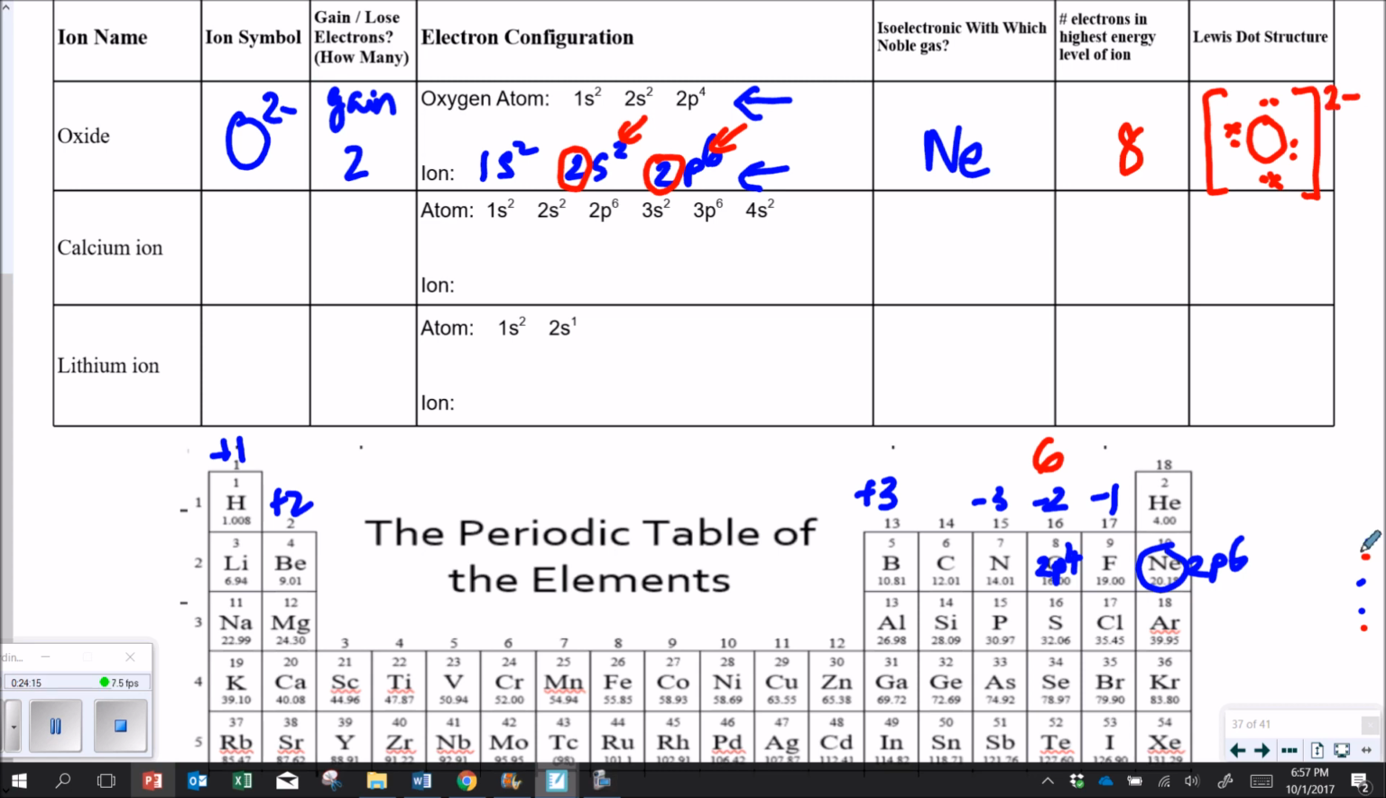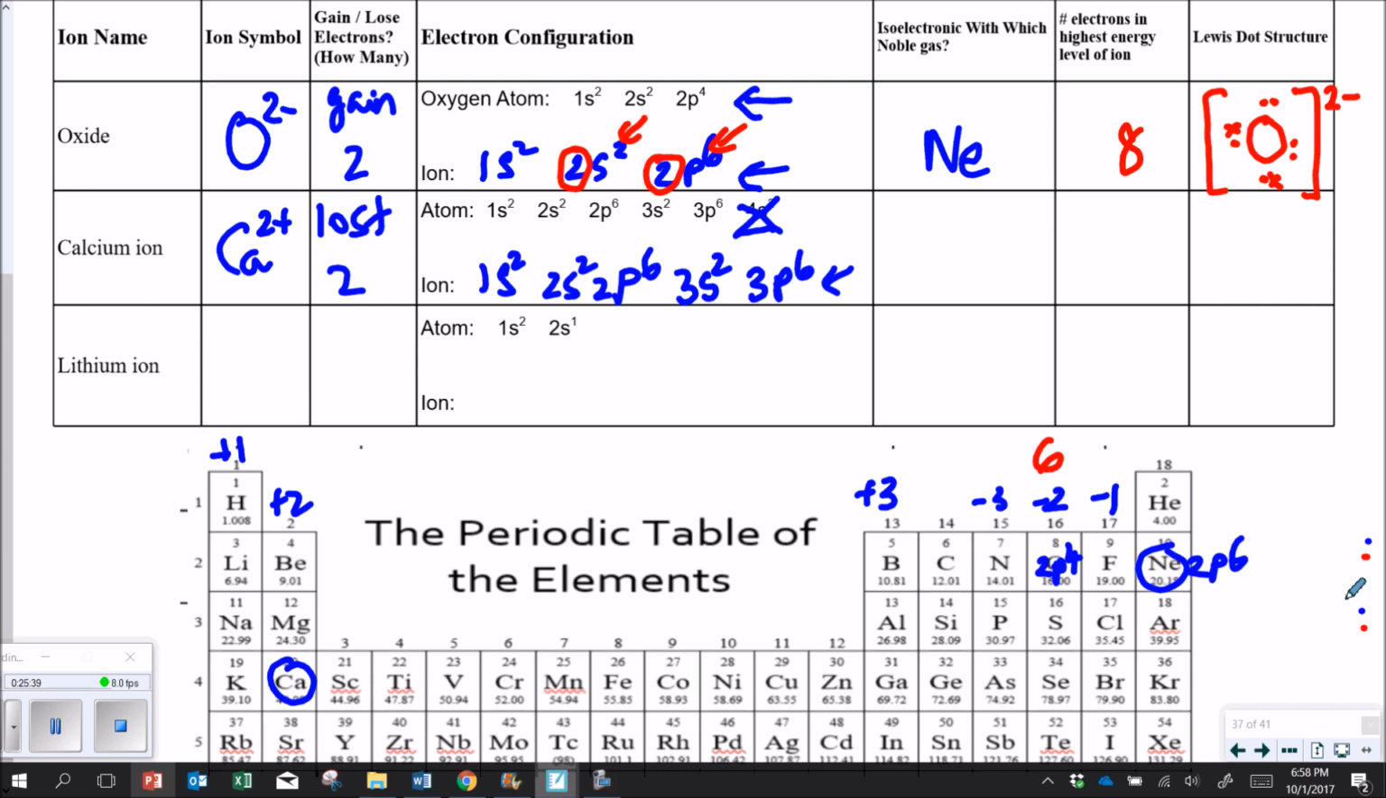Let's look at the calcium ion. Calcium is over here. So we have a Ca with a 2+, which means that it lost 2 electrons. If we look at the original electron configuration for calcium, it ends at 4s2. And since it's losing 2 electrons from the highest energy level, which is energy level number 4, it will lose this whole 4s2 level. So the ion will be 1s2, 2s2, 2p6, 3s2, and 3p6. What noble gas is it isoelectronic with?